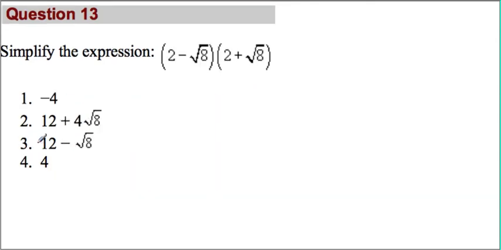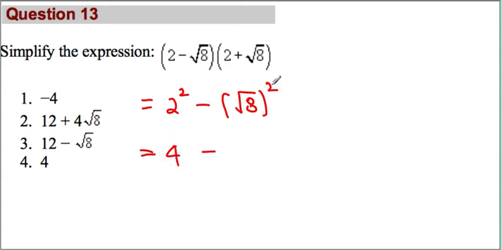Number 13. Number 13, in fact, is a conjugate pair because we have 2, radical 8, but different signs in the middle. Here, therefore, we get 2 squared for the first one minus radical 8 squared. Then 2 squared becomes 4 minus square root, and then the square cancels out, becomes 8, which becomes negative 4 as our answer.